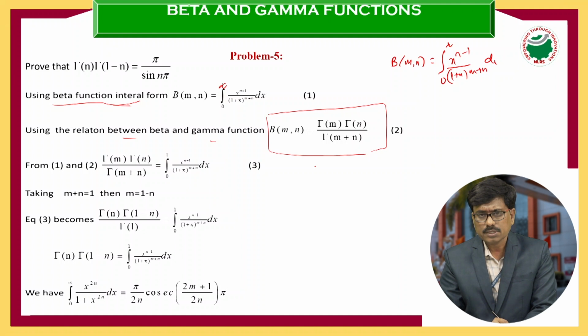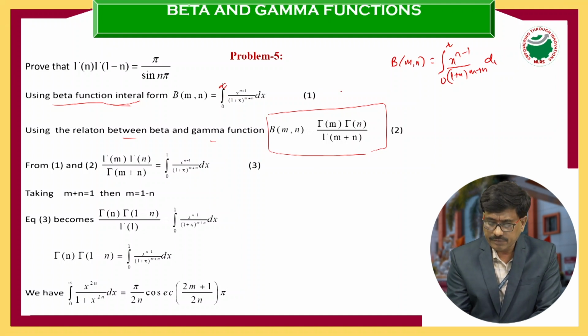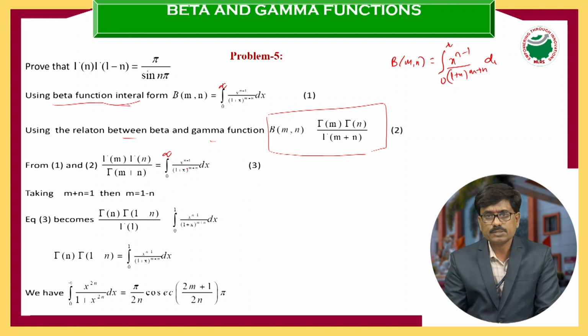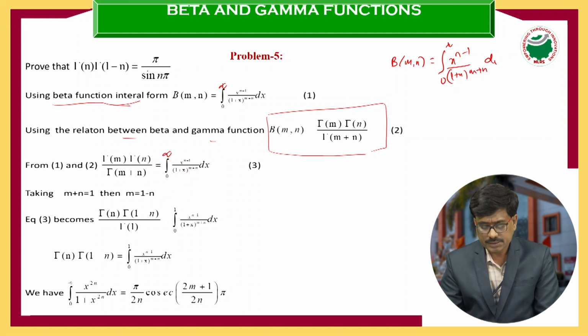Beta of m, n equals gamma m, gamma n by gamma of m plus n. Now, this is equation 1 and equation 2. When we compare both equation 1 and 2, this becomes gamma m, gamma n by gamma of m plus n, integral 0 to infinity x power n minus 1 by 1 plus x whole power m plus n into dx.